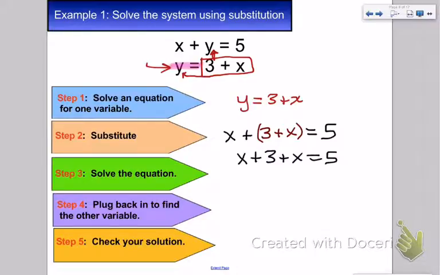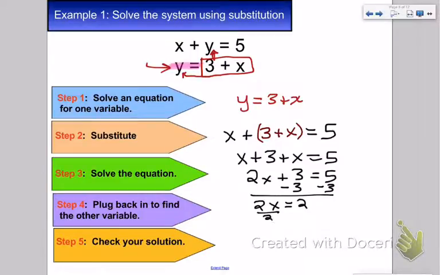Let's get our like terms together. 2x plus 3 is equal to 5. Solve that equation. Subtract 3 from both sides. And divide by 2. That gives us x is equal to 1. So that's important, but we are not finished.